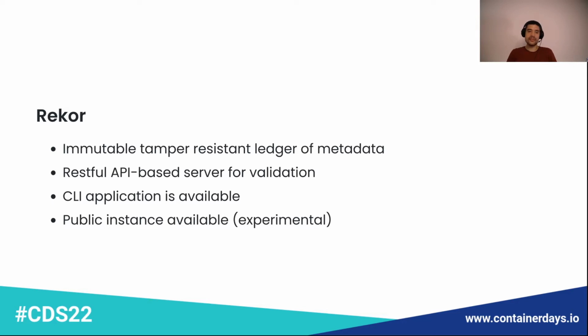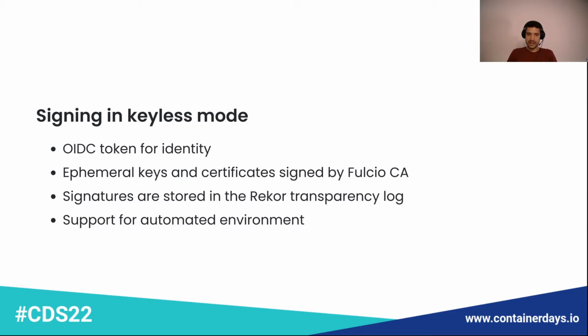So let's put everything together. If we take cosign, Fulcio, and Rekor, we can sign using the keyless mode. So let's see how that looks. Keyless mode uses an OIDC token for identity. So when you try to sign with keyless, first thing you need to do is to get an OIDC token from your authorization server. Once you get it, you pass it to Fulcio.